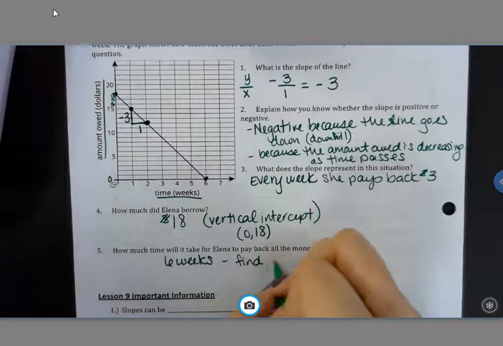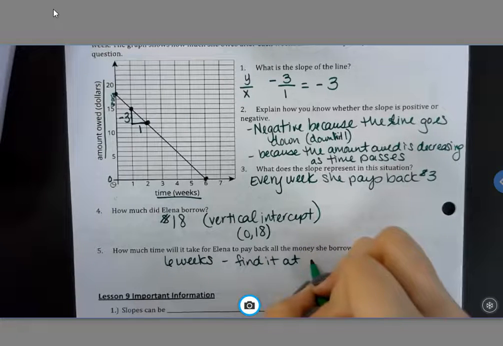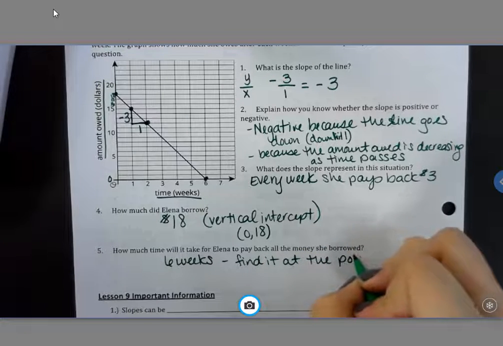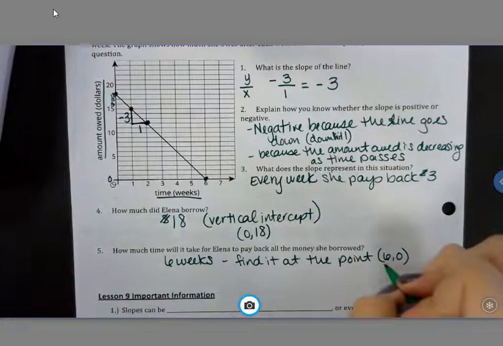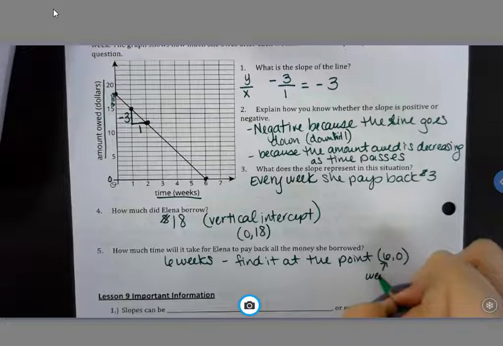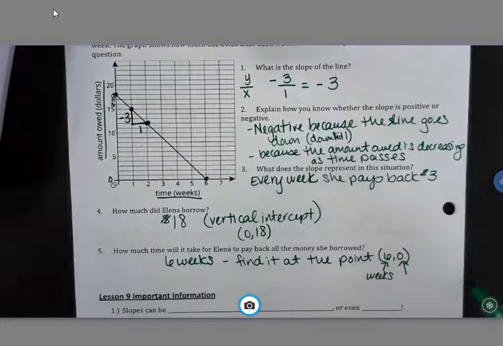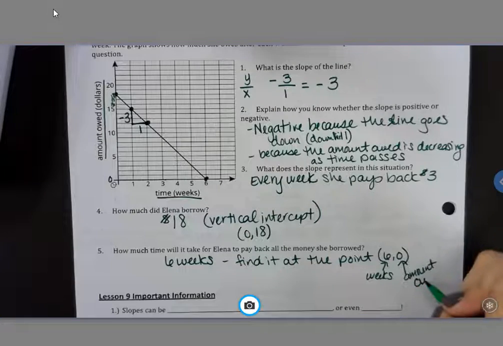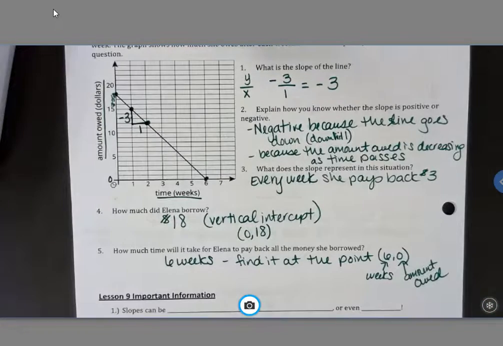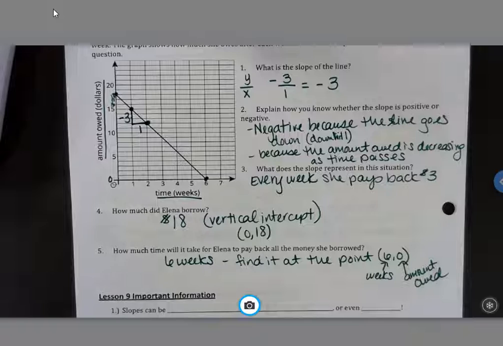I'm going to put that we find it at the point 6, 0. Remember, the 6 is representing weeks. The 0 would be amount owed. That's when she doesn't owe any more money.